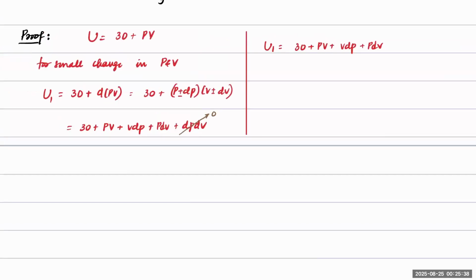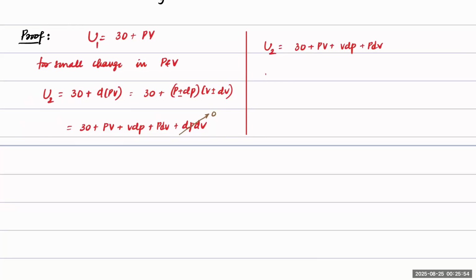And what was... sorry, I'll take this as u2, beta, just to put it differently. The first one was, let's say, u1. Now, what is the difference?